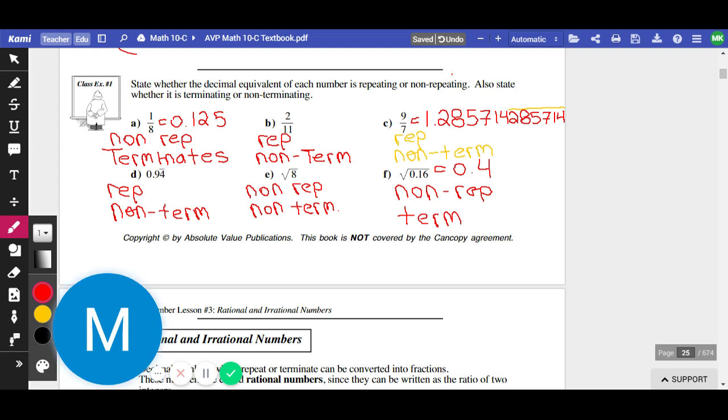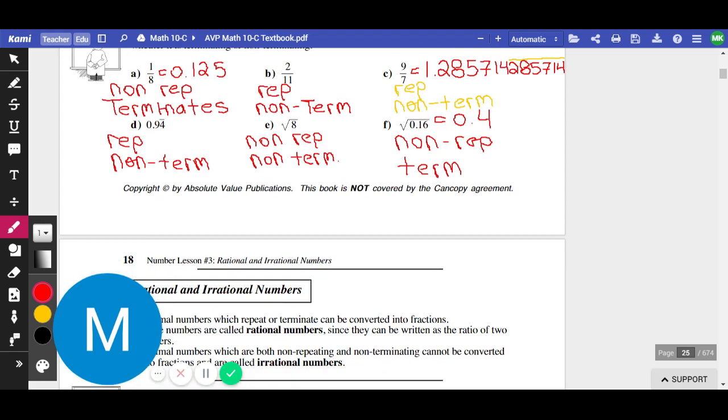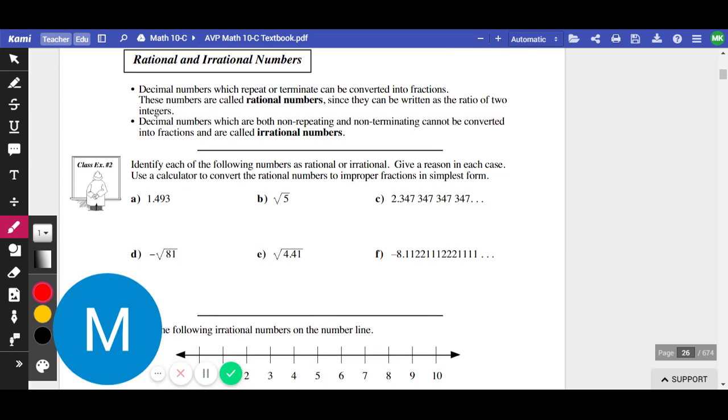Awesome. What we've actually been doing by classifying these things as repeating or terminating is we've been deciding whether numbers are rational or irrational. Okay, those are two different types of numbers. You have rational numbers, you have irrational numbers. And depending on if they repeat or terminate or any of that stuff, depends on which group they fall into. That's what this first lesson is going to be about. Rational and irrational numbers. Right? They've written the definition for you.